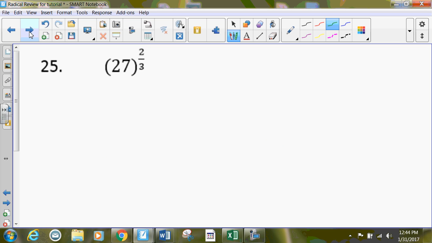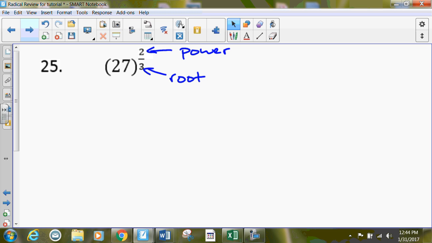All right, 27 to the 2/3. I can't remember if this was included in your exponent review or not, but basically when we have a fractional exponent, the top number is the power, so that's squared, cubed, to the 4th power. The bottom number is the root: cube root, square root, 4th root. So it's always advantageous to do the root first, especially if you have it.